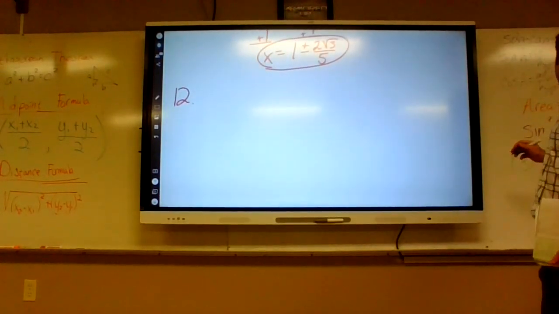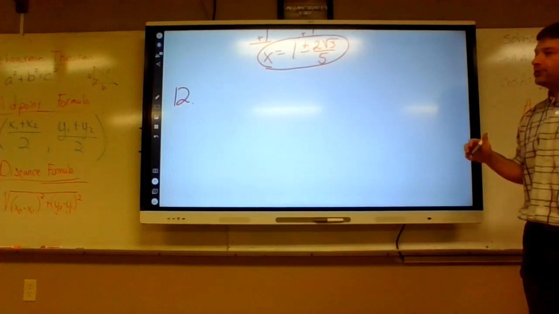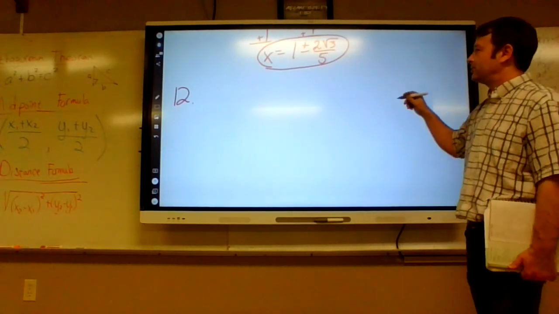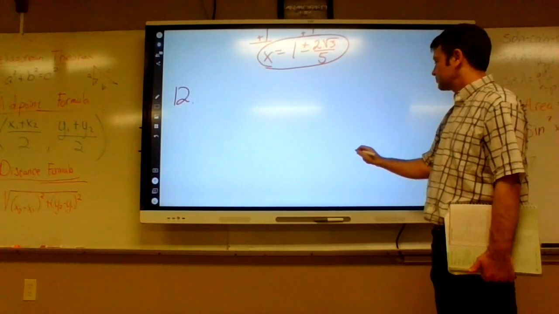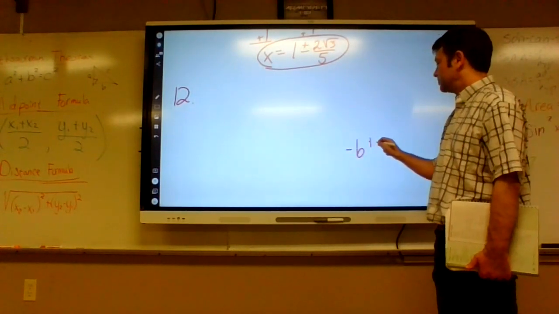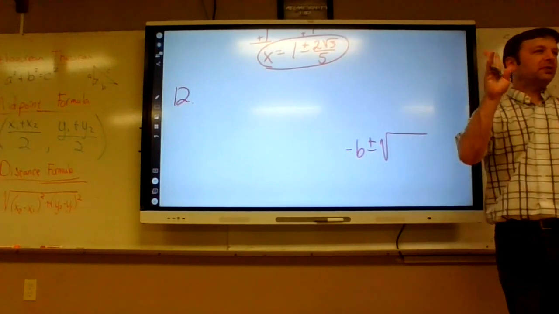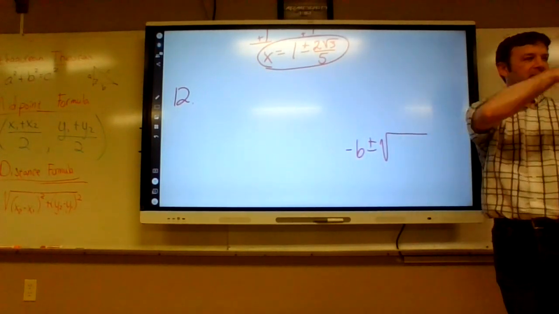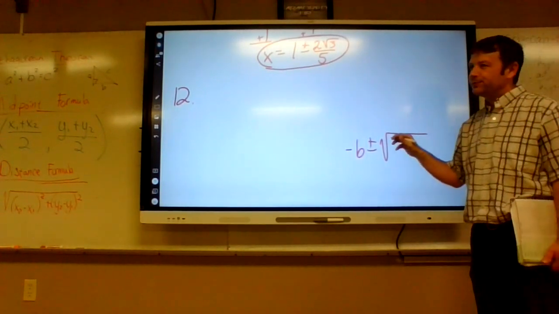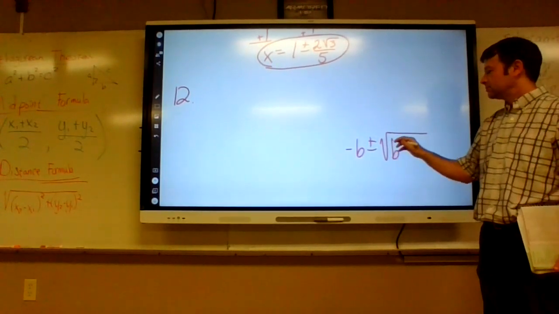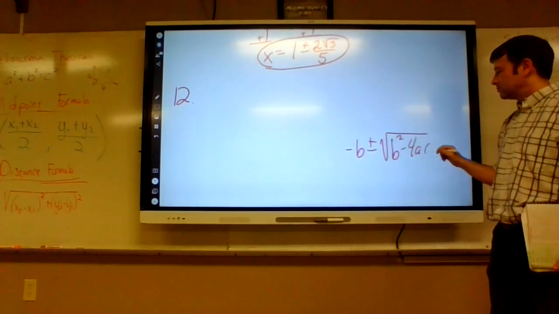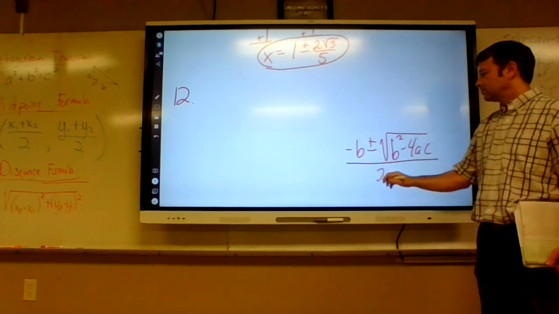Okay, I don't have any room up here, so you guys might want to write it down on your page. What is the quadratic formula? Let's get one person to do it. Anybody want to volunteer? Okay, Caden. Negative b, plus or minus the square root of b squared minus 4ac, all over 2a.